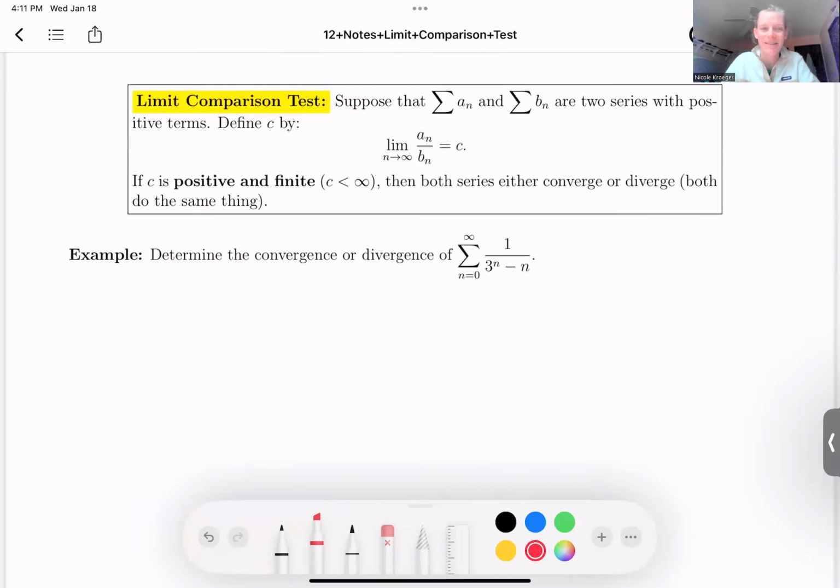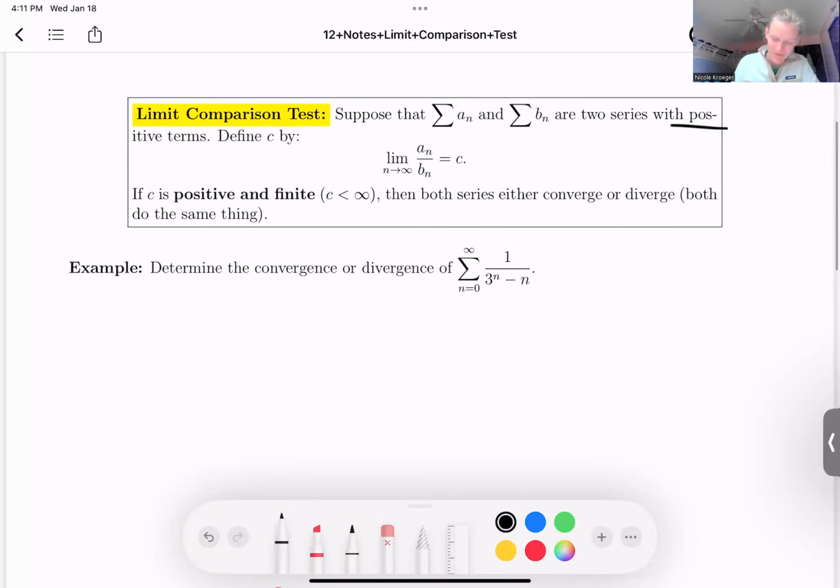So the limit comparison test tells us to start with two series that both have positive terms. So we have the same conditions that we had before. We have to start with positive terms. And then what we do is we look at the limit of the ratio of these. And as long as we get a positive finite number out, then both series do the same thing. They either both converge or both diverge. So let's see how that works, because that's a little funky.